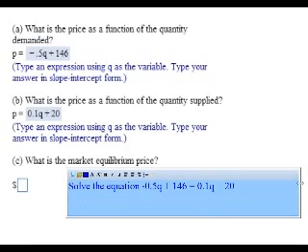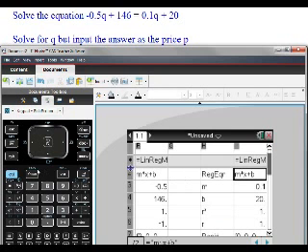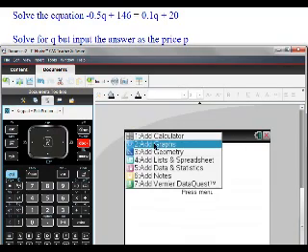So, just a quick reminder, we are going to solve this equation for the quantity, but in going back to our MyMathLab, we're going to input that answer as the price because the question asks us for the market equilibrium price, not the quantity. Okay, we're going to use a little graphical process with a calculator. We're going to add a graph.